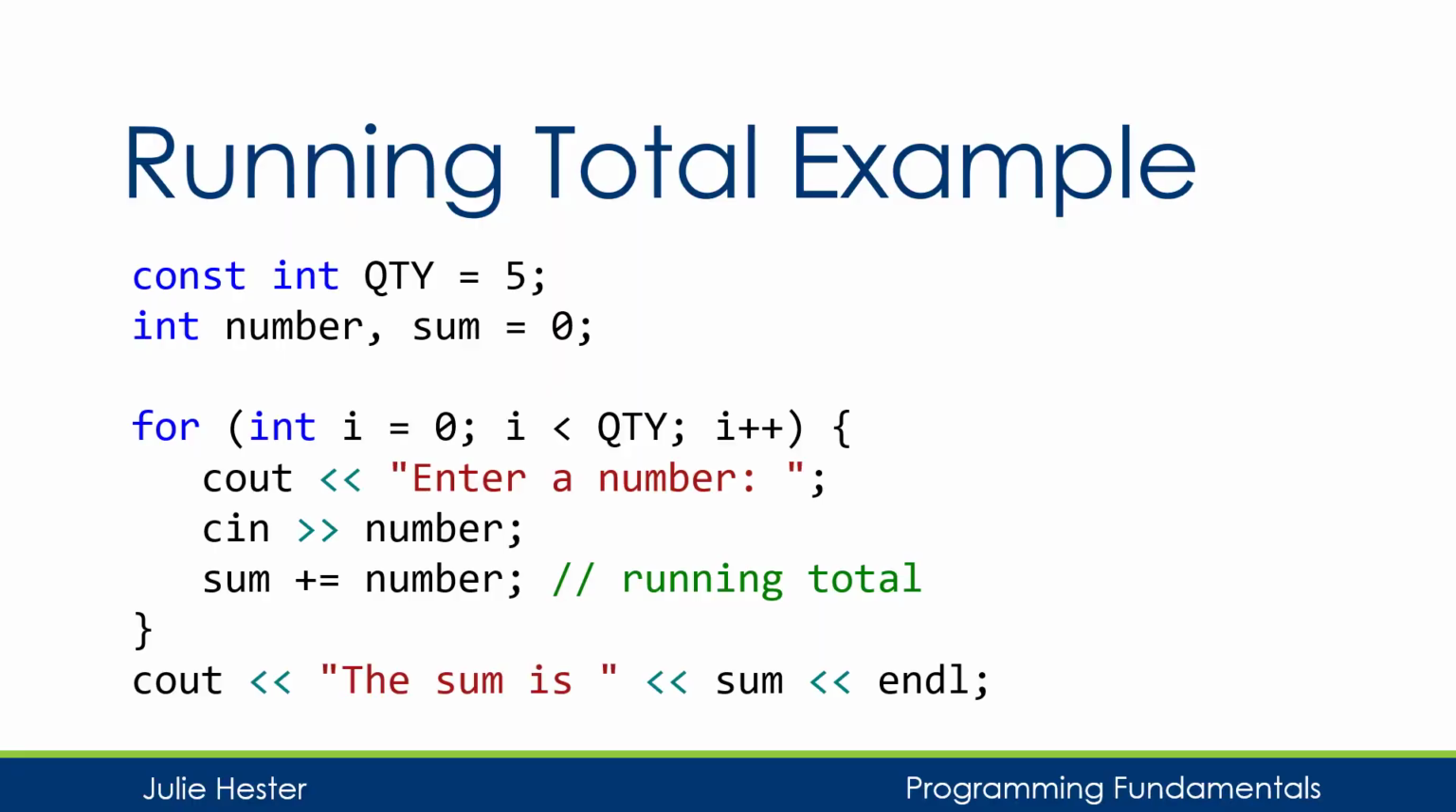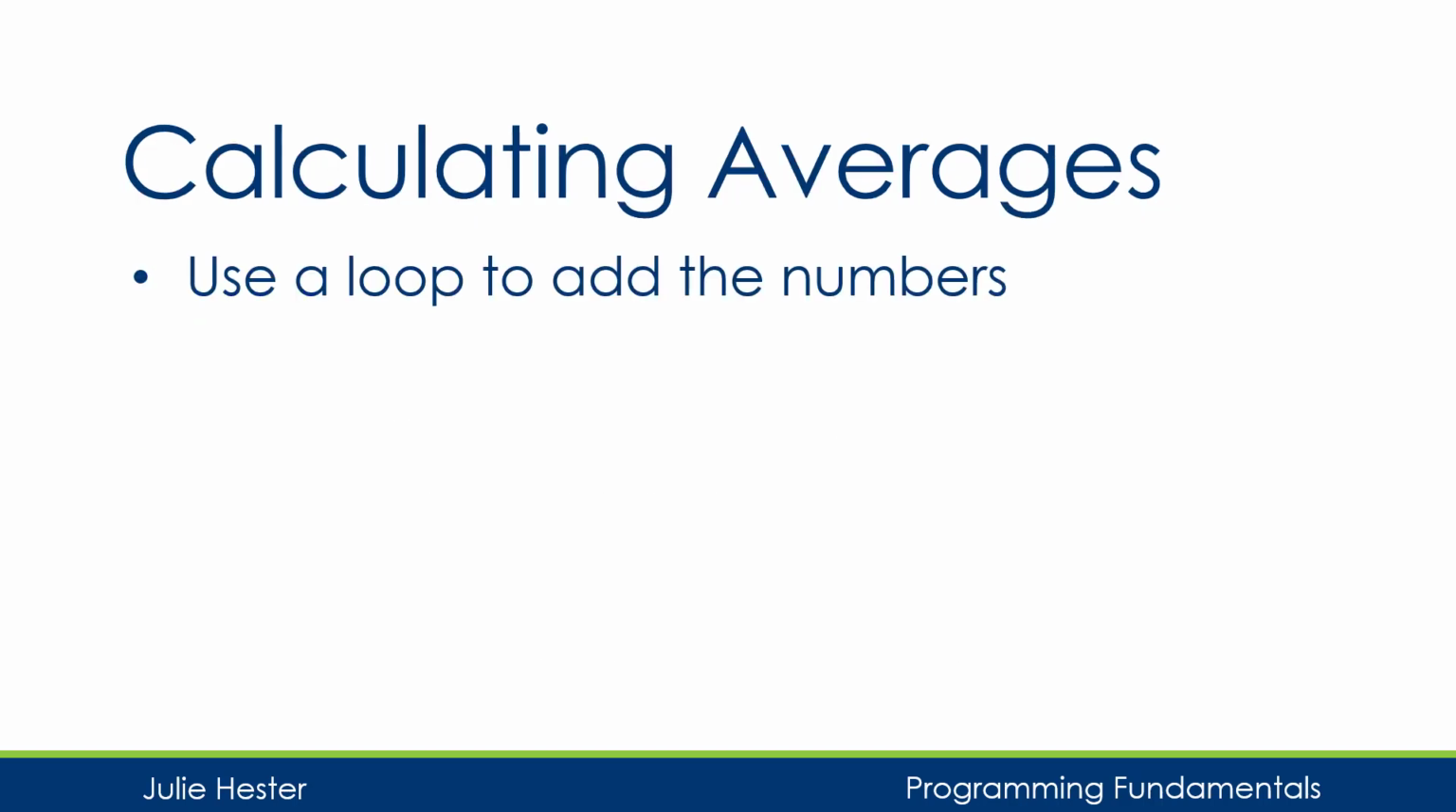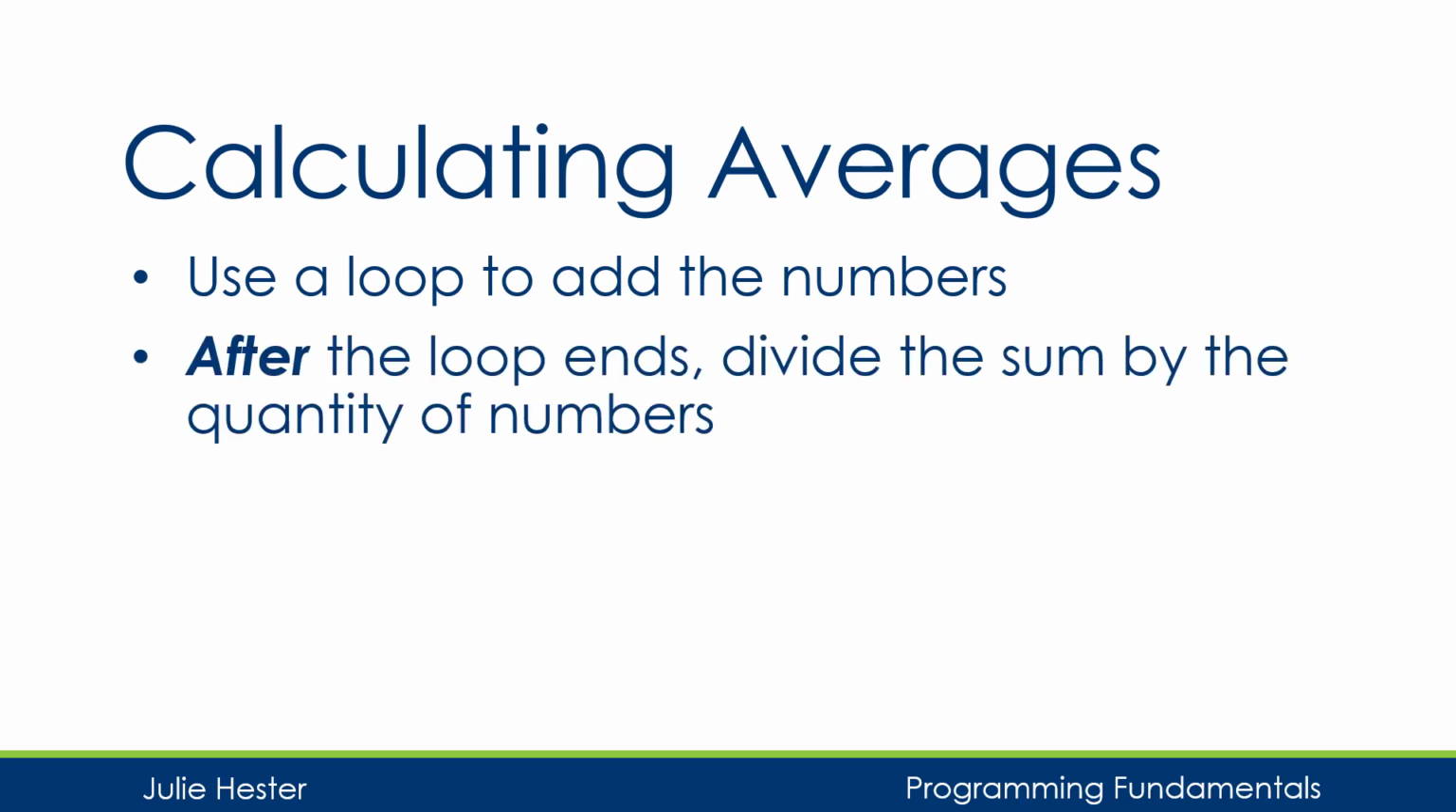So now that we've totaled the numbers, the next step is to calculate the actual average. So we use the loop to add the numbers. Now that we have added them, after the loop ends, we'll divide the sum by the quantity of numbers, or the count.